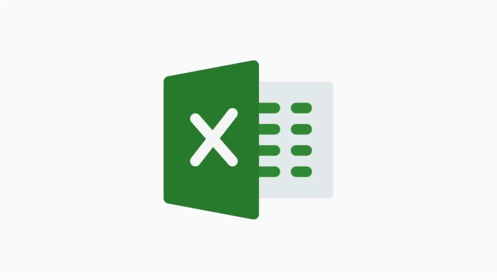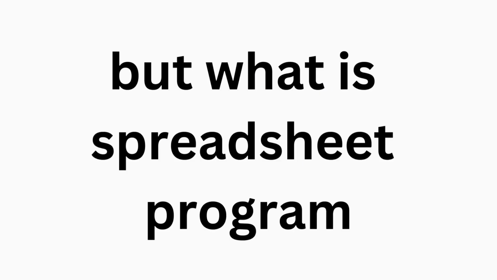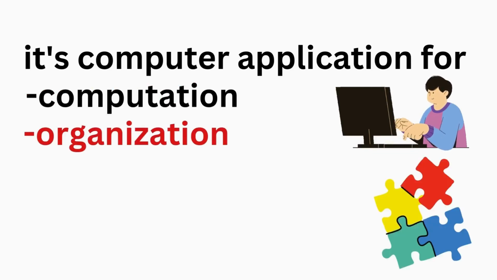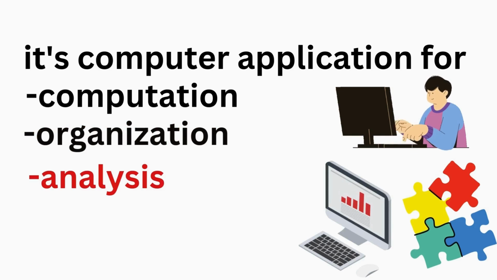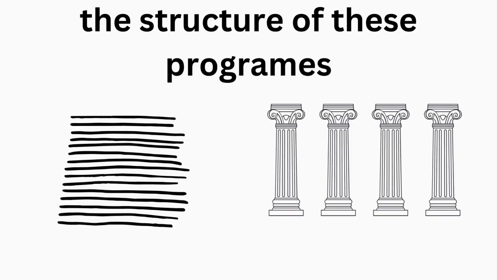As we said, we are going to talk about Excel. But what are the programs like Excel called? It is called a spreadsheet. But what is a spreadsheet program? It is a computer application for computation, organization, analysis, and storage of data. The structure of these programs contains a series of rows and columns, which we are going to talk about in this session.